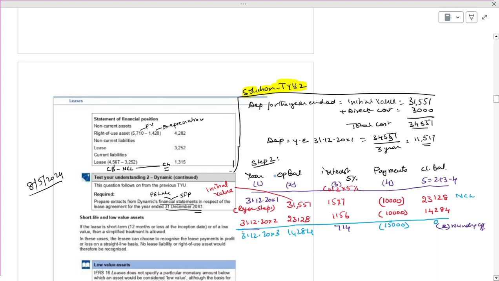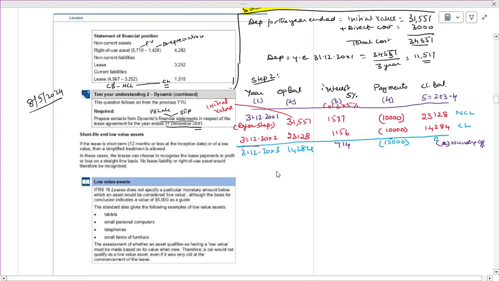This is why it is a current liability: we are going to pay it in the next 12 months after the reporting period. You memorize this one. After the reporting period, we are going to pay for the next 12 months. Are you clear about this? This is what it says. Both of you clear? Yes, doctor. Fine. Next.